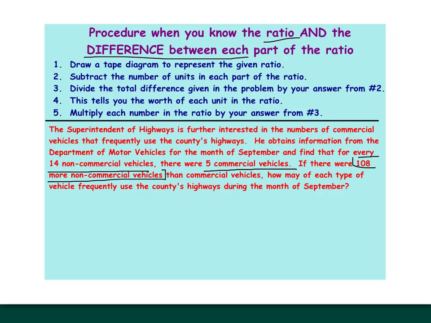So I've indicated 2 important pieces of information that I noticed while reading. The first is that the ratio I have is 14 non-commercial to 5 commercial. So that's the ratio I'm looking at. The other thing, notice last time I was given a total. Here it told me there were 108 more. So 108 isn't a total. 108 is the difference between the 2 types of vehicles. The non-commercial has more than the commercial vehicles.